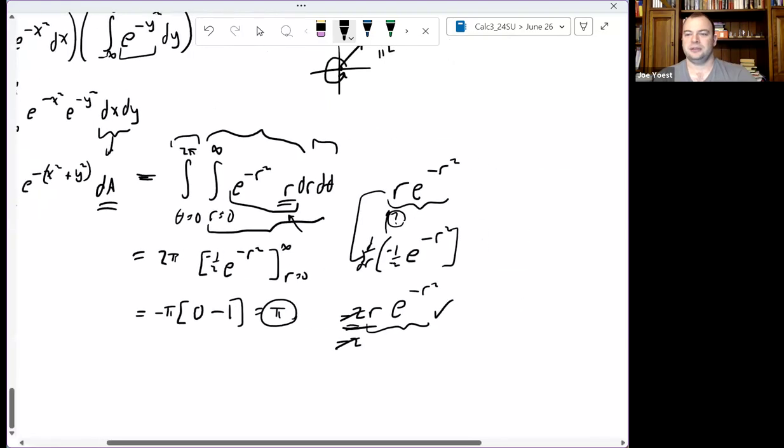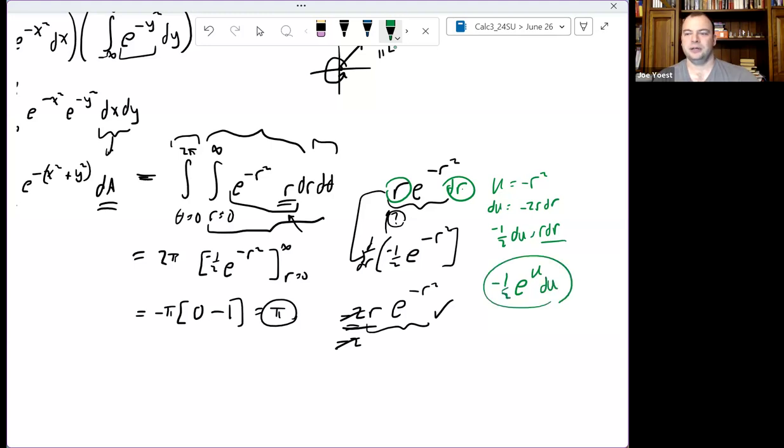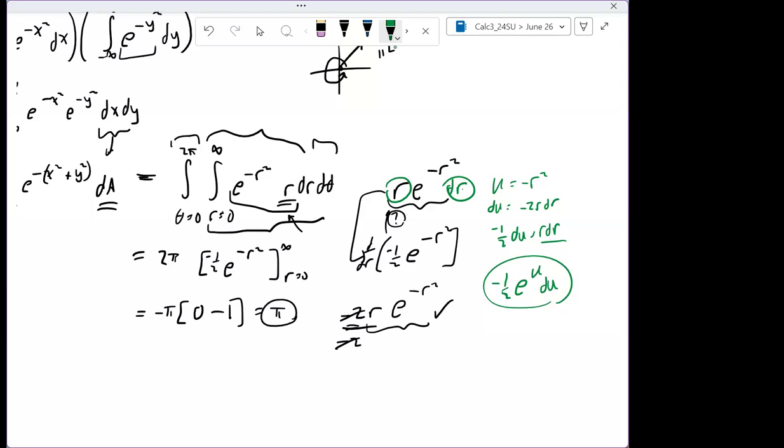You could also take a more standardized approach where you say u equals negative r squared, du is negative 2r dr, but I have an r dr here without the negative 2, so negative 1/2 du is r dr. So r e to the negative r squared dr is e to the u, and then r dr is negative 1/2 du. So you could do that as well. Okay, thank you. Yeah, sure.